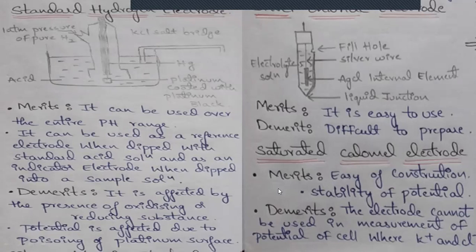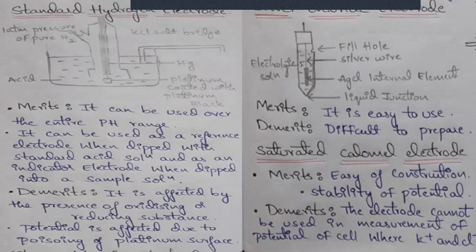Okay, so what about the merits? Comparatively, it has an easy construction, and the stability of potential is also very good here. The potential values will not change. Actually, these potential values depend upon two important factors, that is temperature and concentration. If you are not changing the temperature and concentration, you cannot change any potential values. Whereas in the case of the hydrogen electrode, even if you are not changing the concentration and temperature, there is a chance of getting changed potential values.